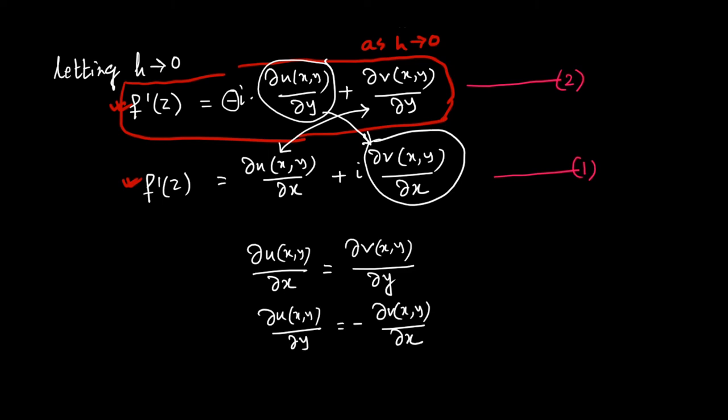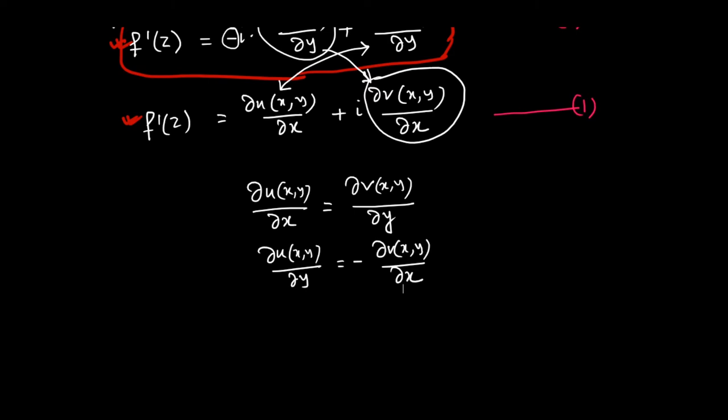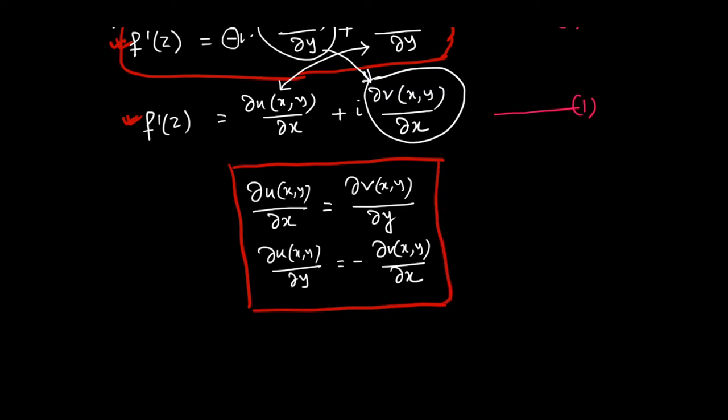So we got that whenever our function f is analytic, what has to happen? These two equations have to hold if my function is analytic. Del u del x is equal to del v del y. Del u del y is equal to minus del v del x. Now, these two equations are known as the famous Cauchy-Riemann equations.